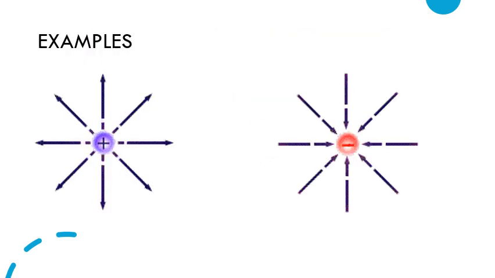Here you can see two examples for radial electric field. Both fields are produced by point charges. The first one is the radial electric field produced by a positive charge. It could be a proton. And second one is the radial electric field produced by a negatively charged particle, maybe an electron. Here the field lines are radially inwards, and in the first example field lines are radially outwards.